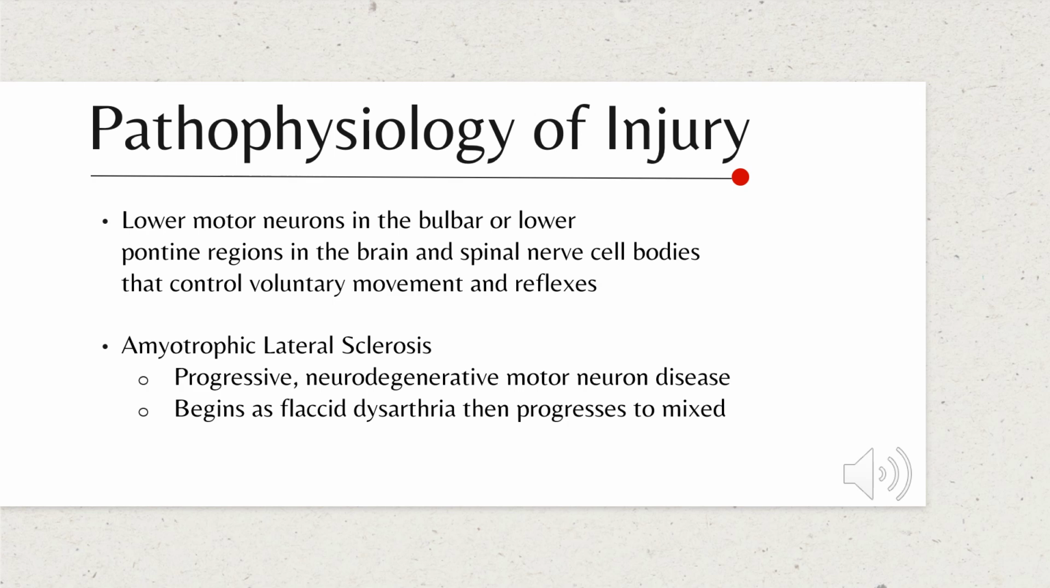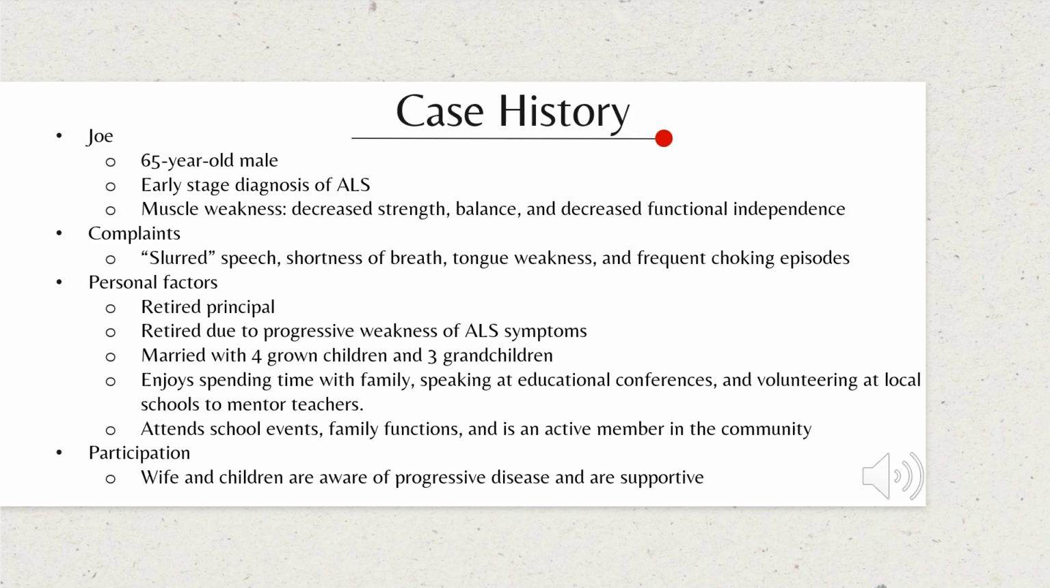A common etiology of flaccid dysarthria is amyotrophic lateral sclerosis. ALS is a progressive lower motor neuron disease causing the degeneration of neurons that control voluntary muscle movement. ALS begins as flaccid dysarthria, then progresses to mixed dysarthria of flaccidity and spasticity. The case history is of our patient, Joe, who is a 65-year-old male with an early-stage diagnosis of ALS.